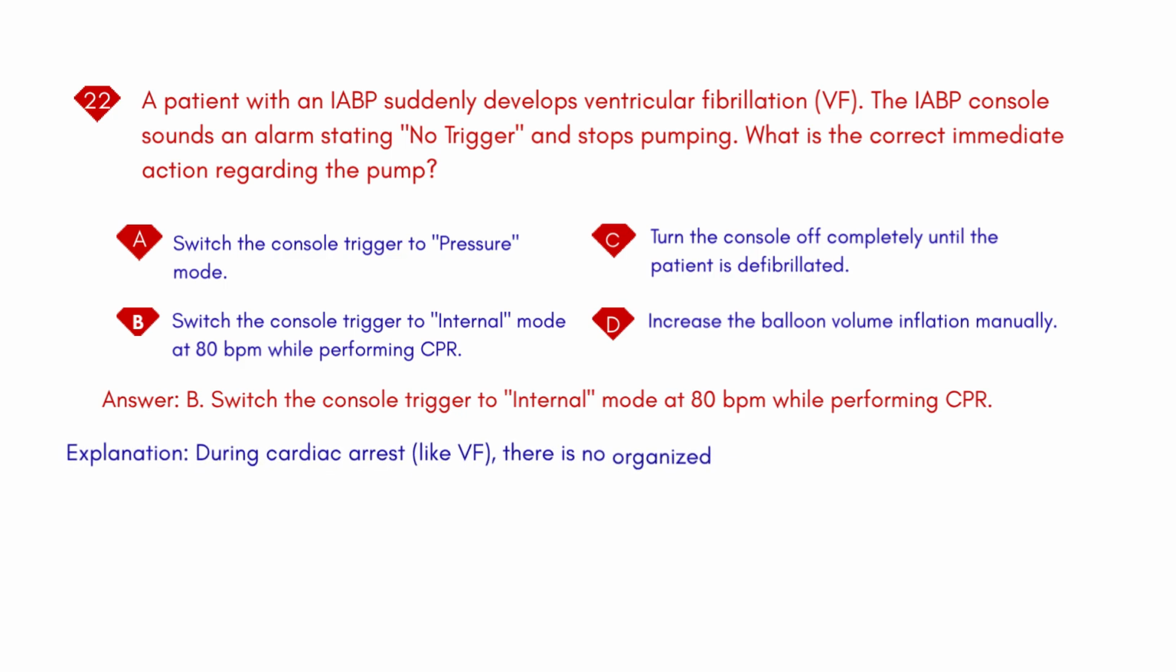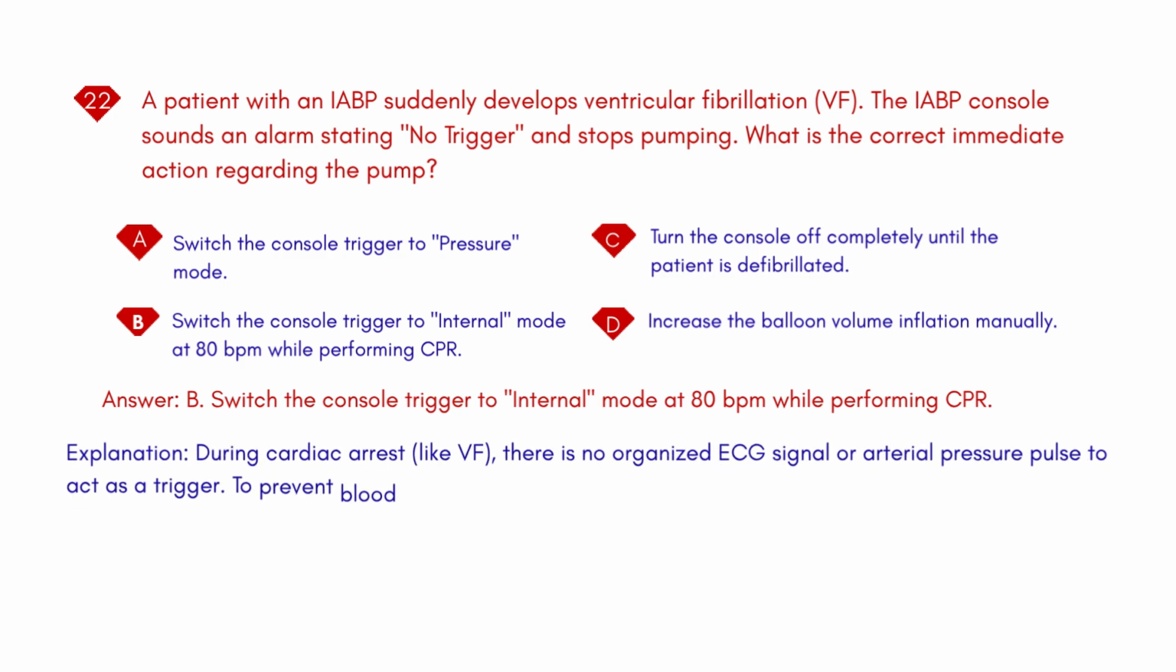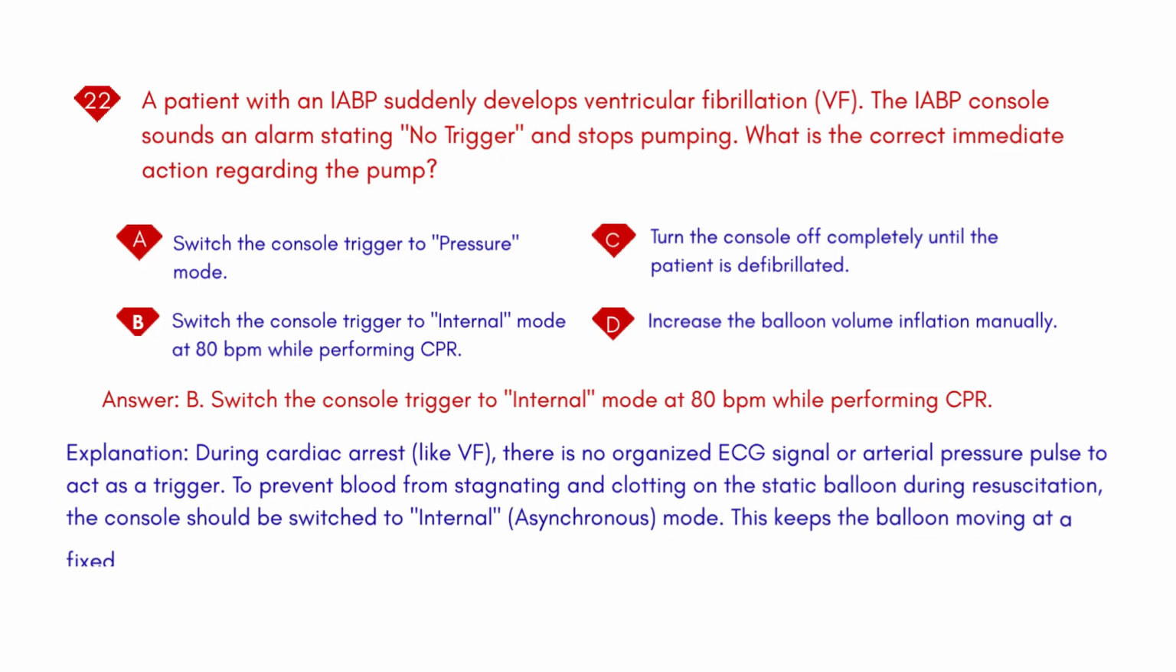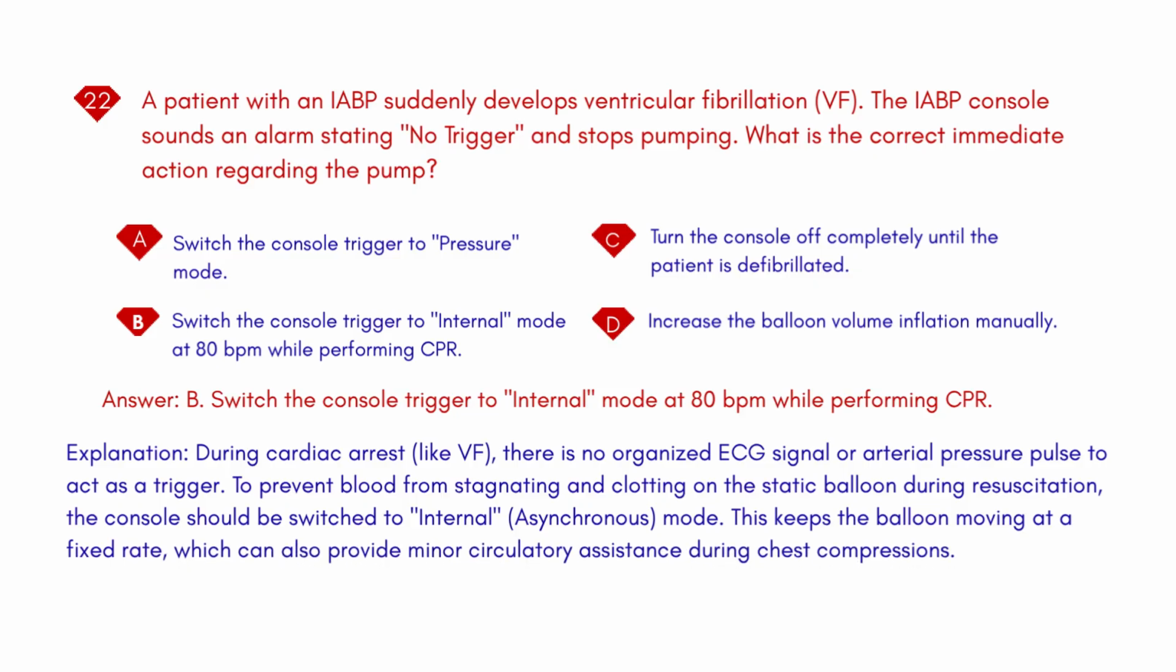Explanation: during cardiac arrest, like VF, there is no organized ECG signal or arterial pressure pulse to act as a trigger. To prevent blood from stagnating and clotting on the static balloon during resuscitation, the console should be switched to internal, asynchronous, mode. This keeps the balloon moving at a fixed rate, which can also provide minor circulatory assistance during chest compressions.